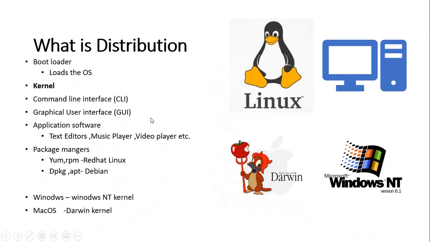When you think of a distribution, you can think of it this way. Whenever you switch on the computer, we have a bootloader. It loads the entire operating system into the computer. This operating system consists of the main core, the kernel, and then other things like the command line interface, graphical user interface, and application level software like text editors, music players, and so on. And also the package managers. Package managers are helpful in installing, updating, or uninstalling software. These will be there in the operating system. So this is called the entire distribution.